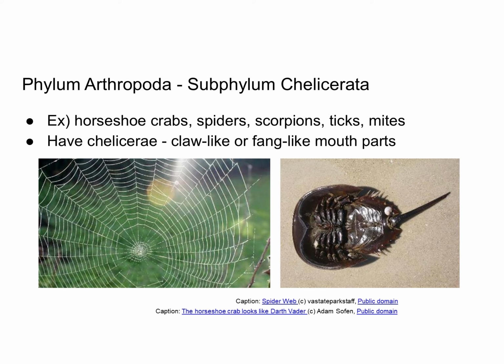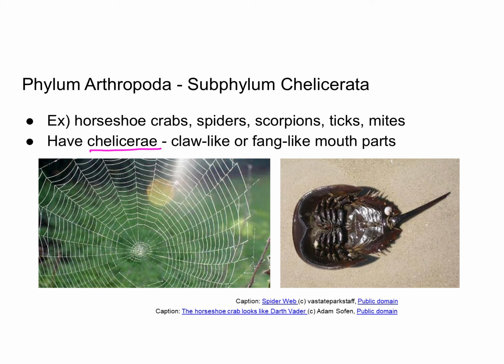Animals in the subphylum Chelicerata, remember this refers to horseshoe crabs, spiders, scorpions, ticks, and mites. They get their name from these claw-like or fang-like mouth parts called chelicerae. I'm sorry I don't have a closer up picture, but if you've ever taken a close look at a spider or a tick where it bites you, it has these little fangs that they can stick into their prey.